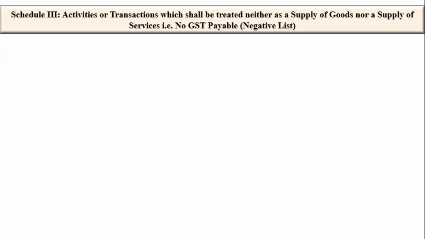Schedule 3. Activities or transactions which shall be treated neither as a supply of goods nor a supply of services, that is, no GST payable, negative list services. So here in this PPT we will discuss some of the negative list supply on which GST is not applicable.